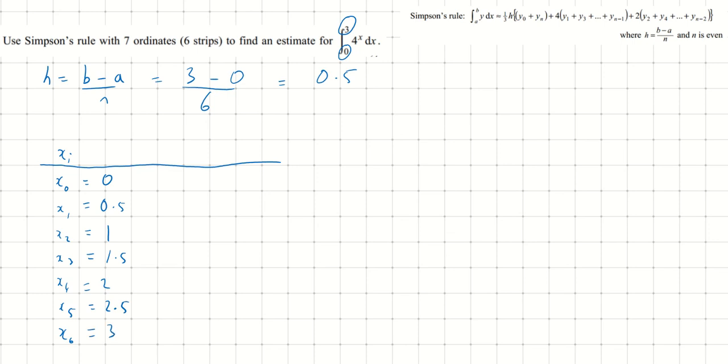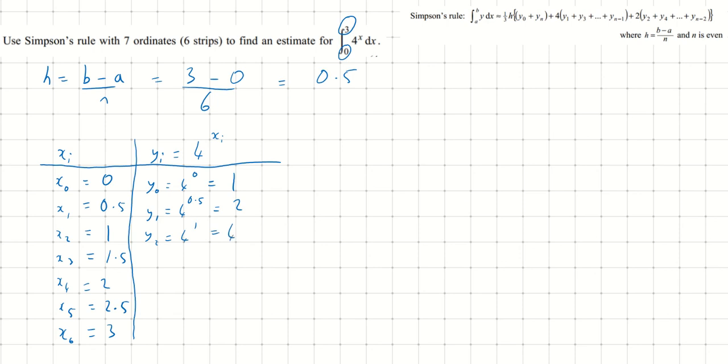We need to then work out what our yi's are. So our yi's are just our function applied to xi. Well, the function is 4 to the power of x. So to find yi, we just do 4 to the power of xi. So y0 is 4 to the power of x0, which is 4 to the power of 0. So y0 is 1. y1 is 4 to the power of x1, so it's 4 to the power of 0.5. The square root of 4 is 2. y2 is 4 to the power of 1, which is 4, and so on.